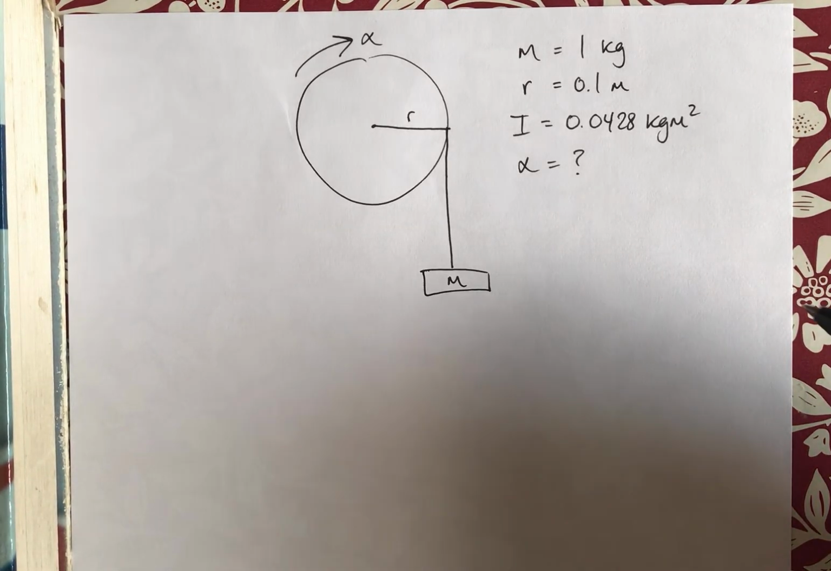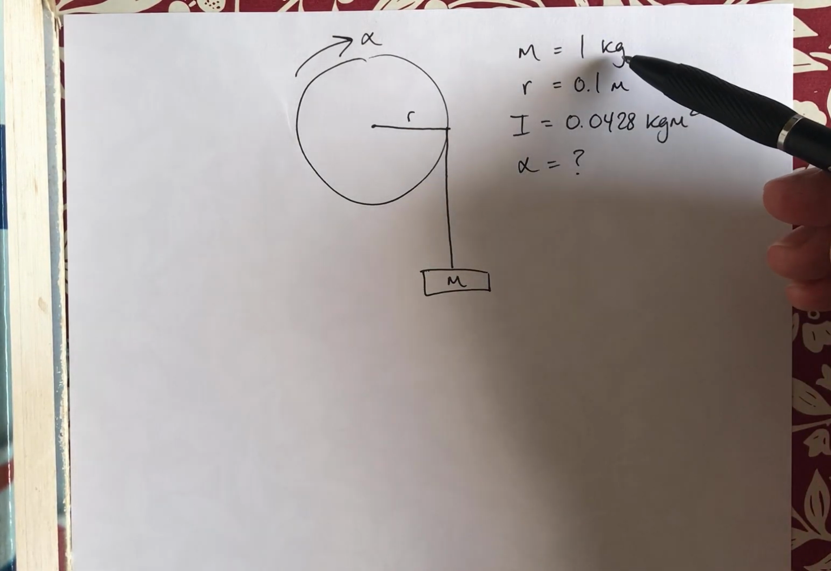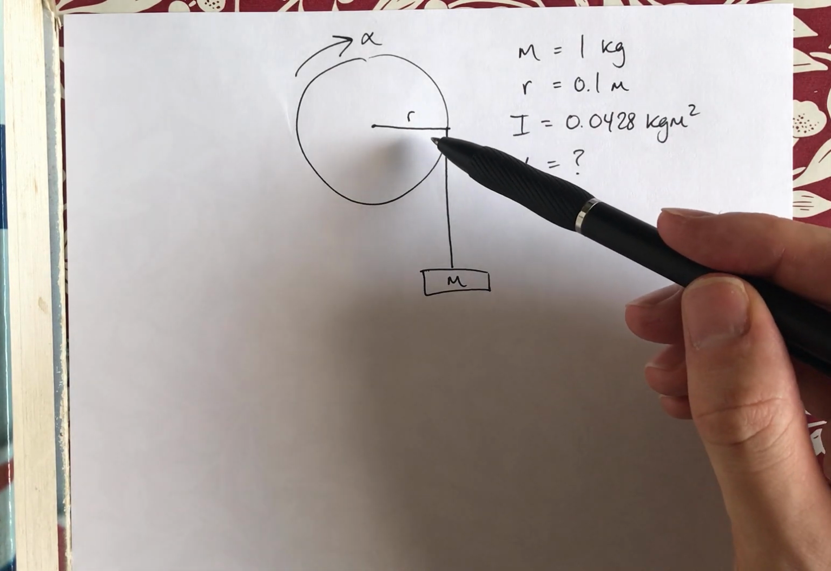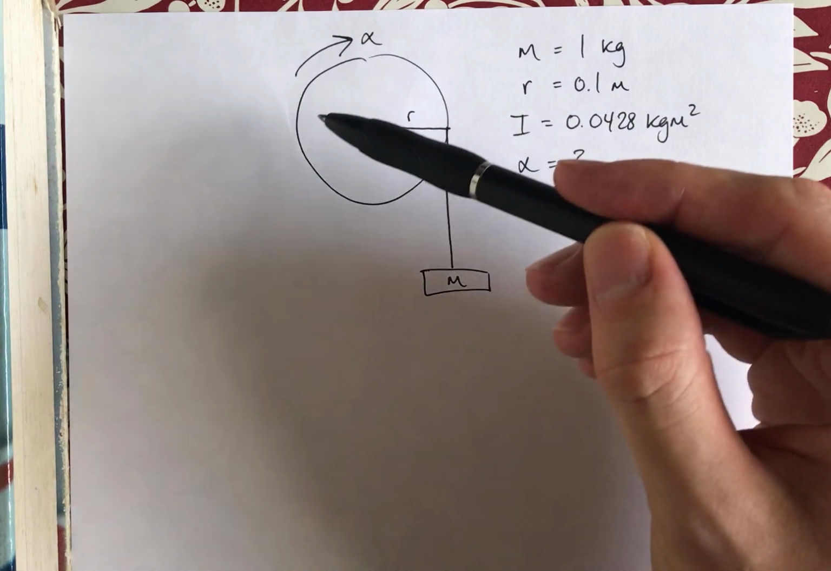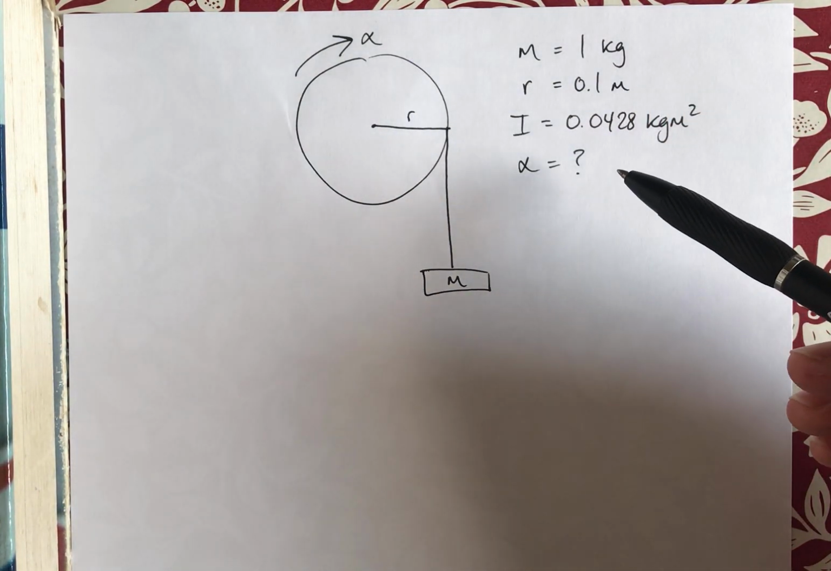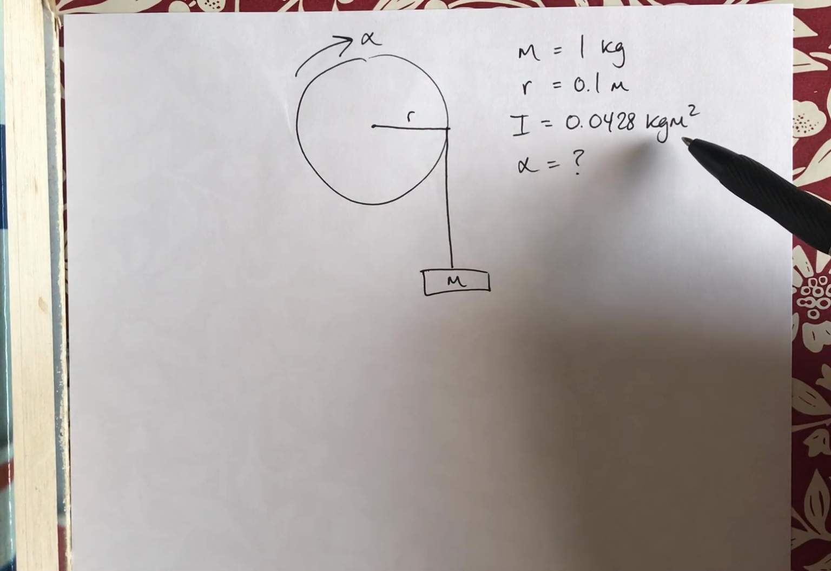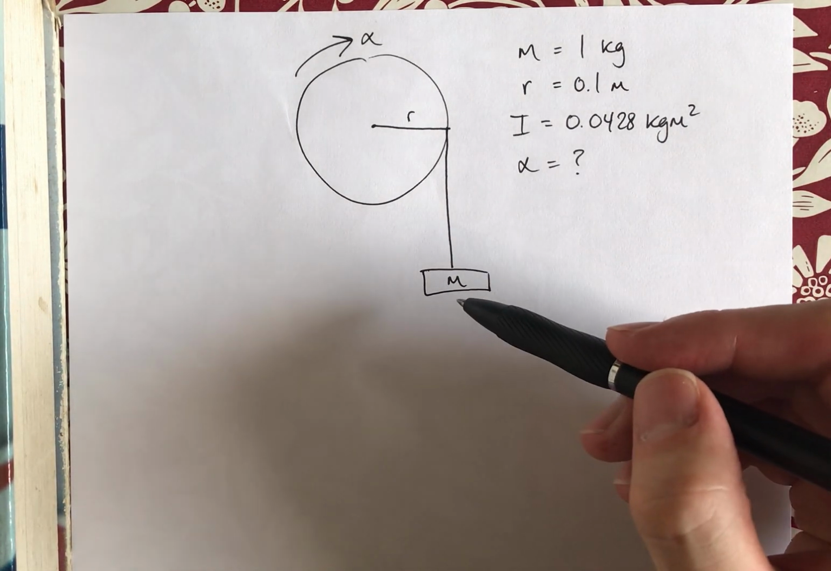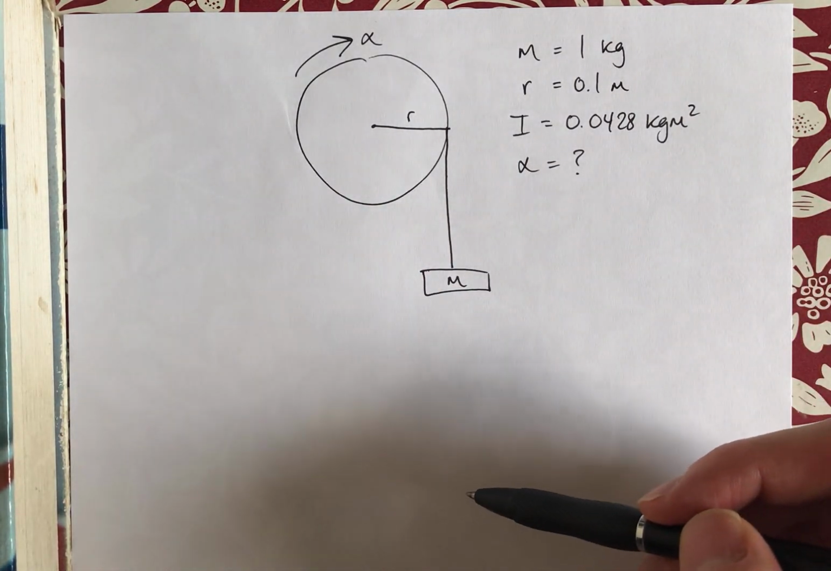Hello everyone. Today we have a rotational dynamics question. A mass of 1 kilogram that's free falling, causing a pulley of radius 0.1 meters to rotate clockwise. And we want to find the angular acceleration given that the moment of inertia of the pulley is 0.0428 kilograms meters squared.